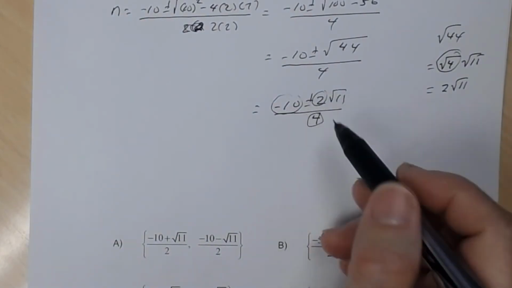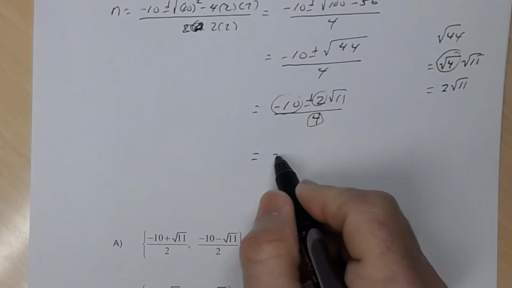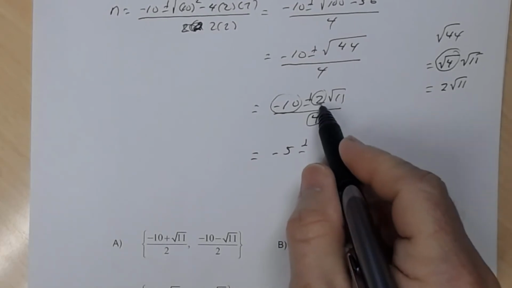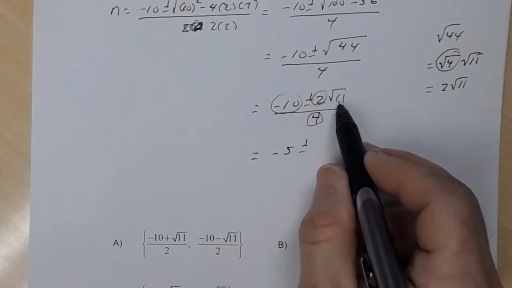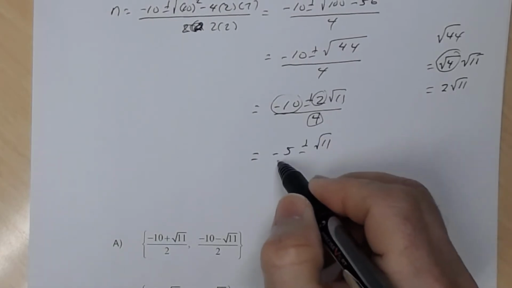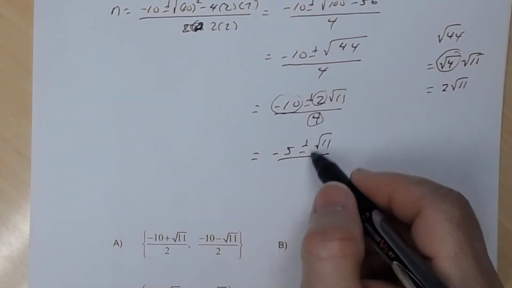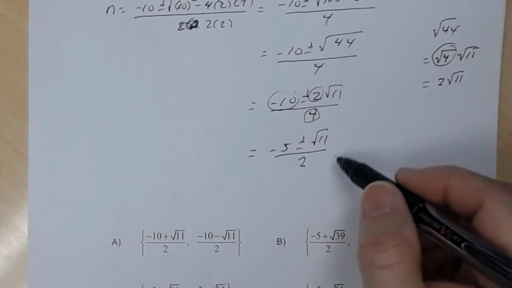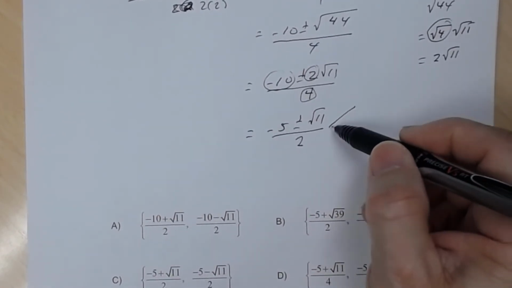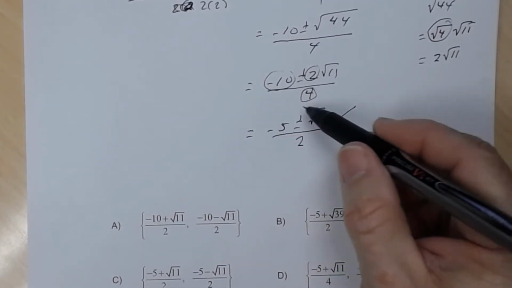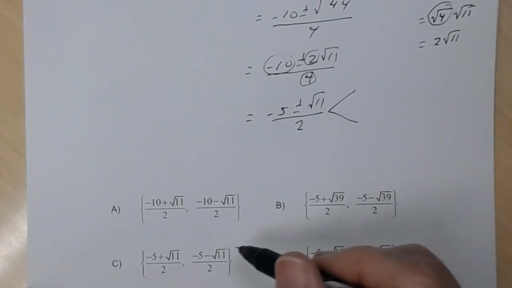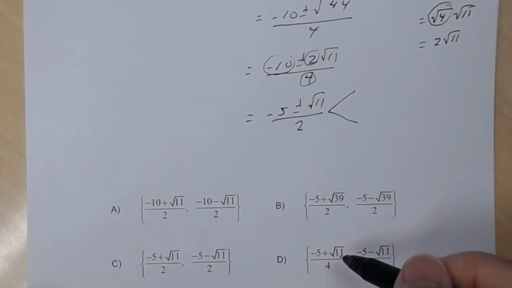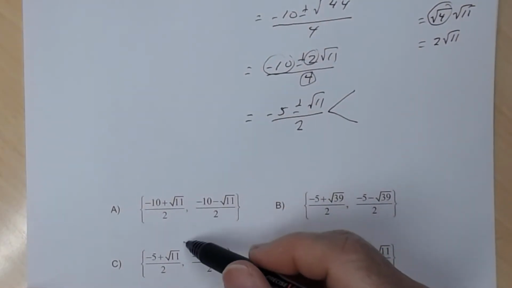All right, so negative 10 divided by 2 is a negative 5, plus or minus 2 divided by 2 is 1, so that's a 1 right here when I reduce. 1 times square root of 11 is square root of 11, all divided by, and then 4 divided by 2 is 2. And so you can leave your solutions like this, but we do have multiple choices here, and they're separated by commas.